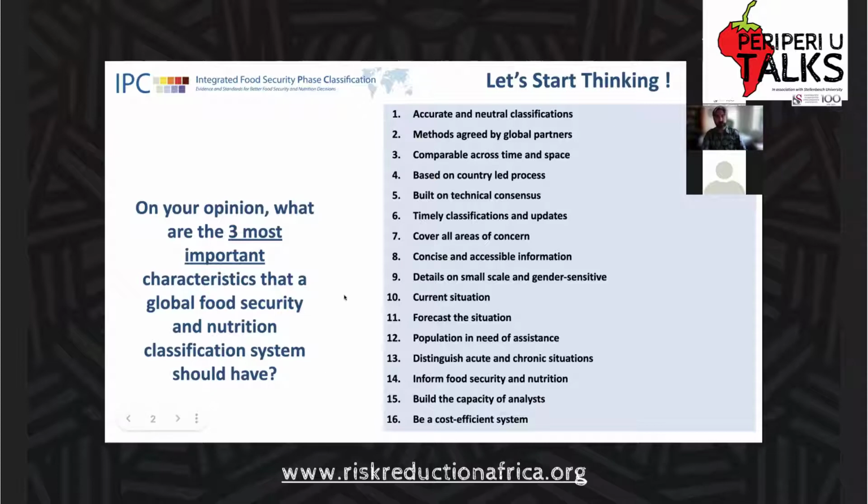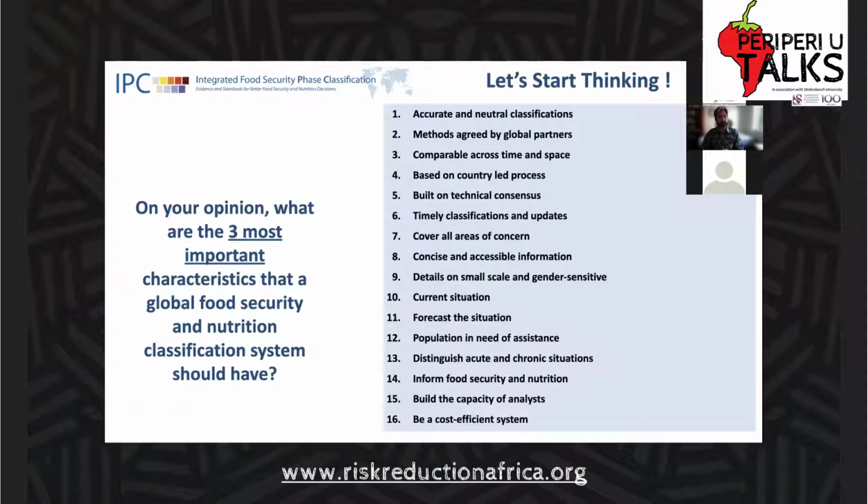Okay, so Willem is first off the blocks. Very good. Willem is looking at 14 and 15. So that is in there to inform food security and nutrition and build the capacity of analysts. Thank you. Sumaya is looking at number 11 and seeing the forecast is the most important. It's no good to tell us what has happened. We want to know what's going to happen so we can prepare.